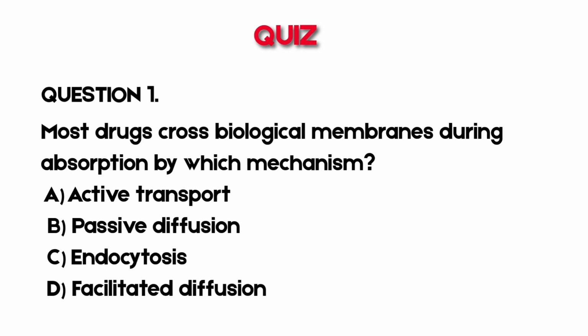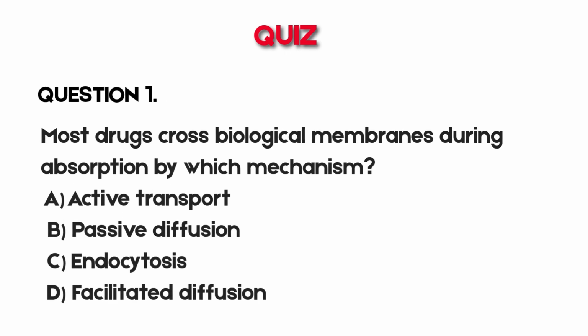Before we wrap up, let's do a quick quiz to test your understanding of pharmacokinetics. Pause the video if you need time to think. Question 1. Most drugs cross biological membranes during absorption by which mechanism? A. Active transport. B. Passive diffusion. C. Endocytosis. D. Facilitated diffusion.